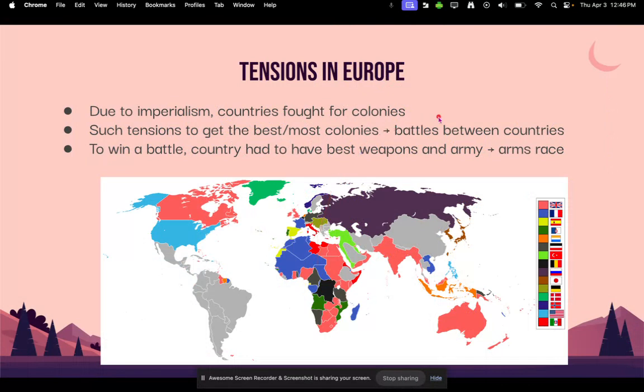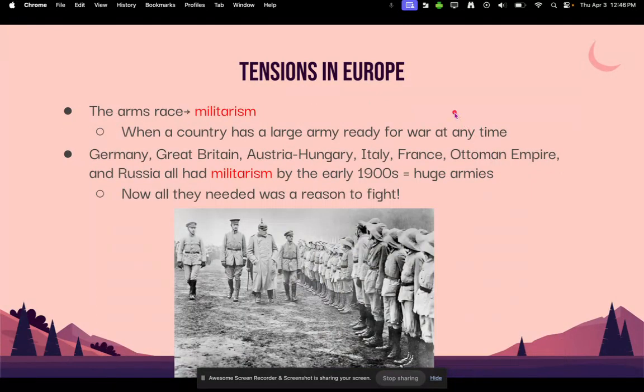So tensions in Europe. Due to imperialism, which we talked all about in Unit 13, countries were fighting for colonies. Such tensions were to get the best or the most colonies that each European country could. So it was a battle between countries to get the most land. And to win this battle, countries would have to have the best weapons and the best army. This led to a big innovation in weapons and warfare, which led to something called an arms race, which pretty much means that a country is trying to innovate to get the best weapons. So the arms race then led to something called militarism. Militarism is when a country has a large army ready for war at any time.